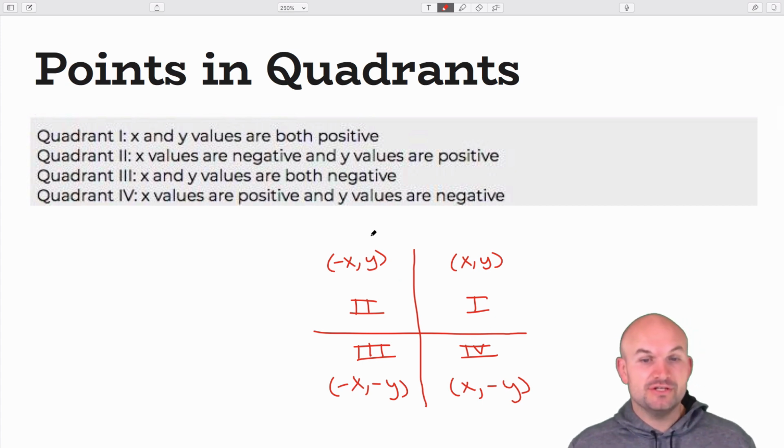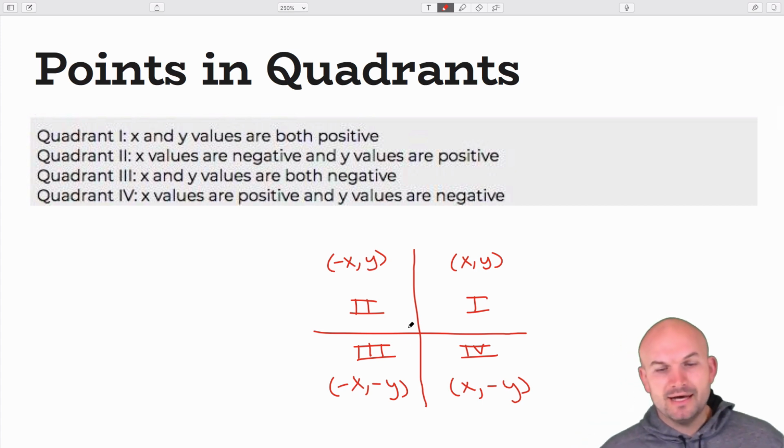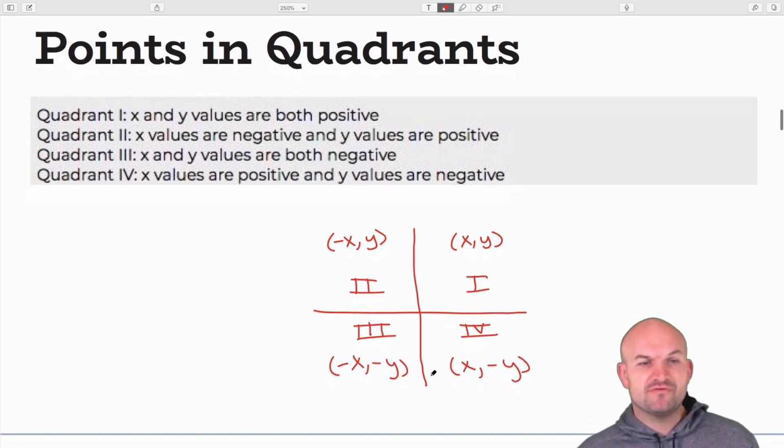In the second quadrant, you can see that the x is negative and the y is positive. You can see this little summary of information. I wrote them out here, but I think just understanding this figure is going to be really helpful to remember.